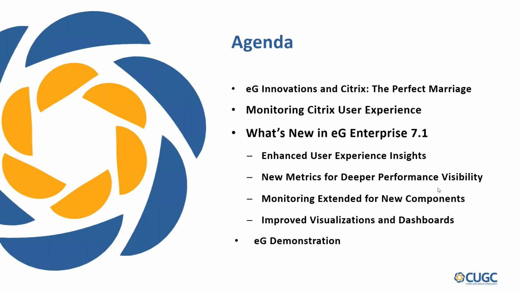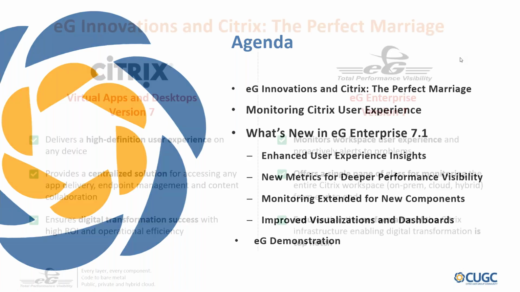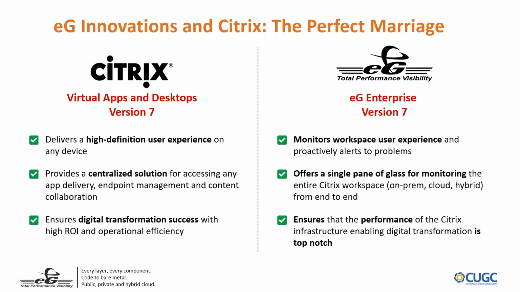Okay, so that's the agenda, and then we'll take questions after the demo. So EG is able to monitor from end to end and top to bottom the entire workspace for Citrix, whether it's on-premise, in the cloud, or hybrid. So we're able to give you, as an administrator, a single pane of glass so that you don't have to go from tool to tool. It's all on one screen. And then we'll help you understand and fix your user performance issues.